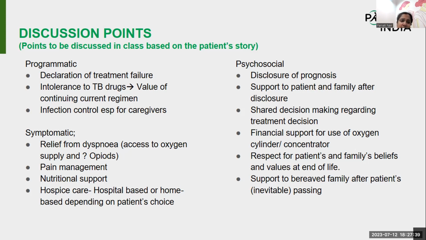And symptomatically, relief from dyspnea: we have to give him access to an oxygen supply, whether it be through oxygen cylinders, though his demand was quite high, so a concentrator would probably make sense. And perhaps, well, at that point of time, it was very difficult to get opioids, but that would be the best. Pain management, though, at the time which I'm discussing, which was when we were declaring treatment failure, that wasn't so severe. Nutritional support and hospice care, which is hospital-based or home-based, depending on patient's choice.